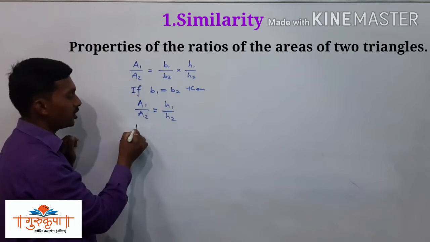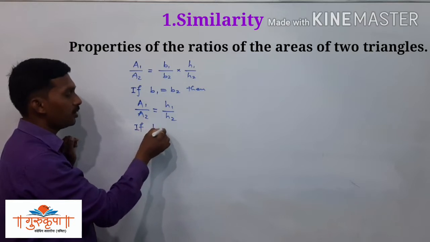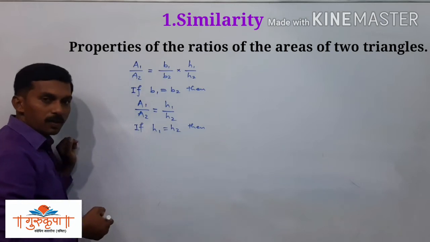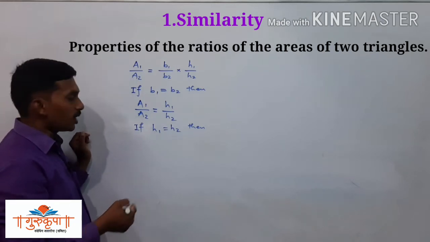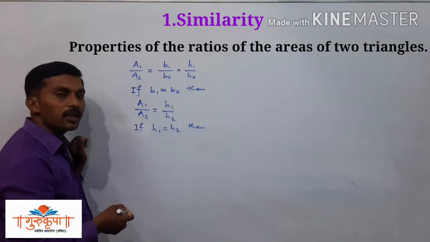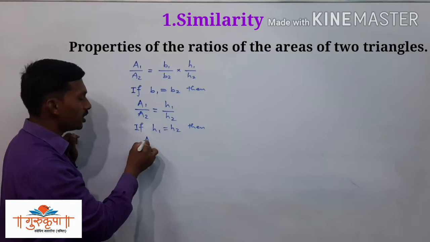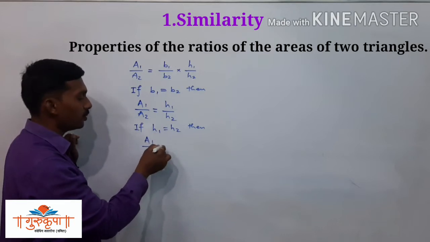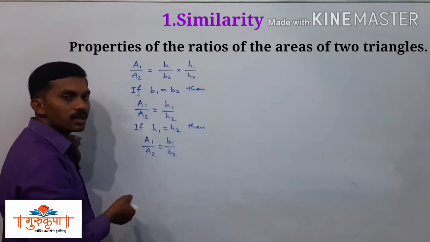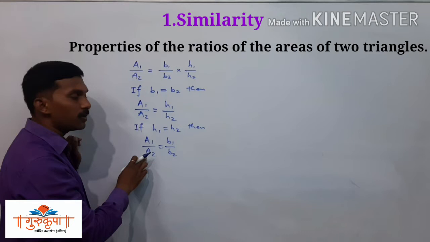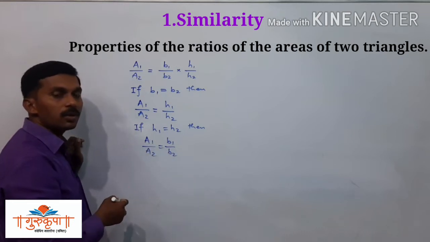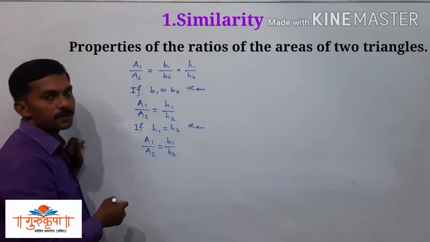Now we have the second condition, that is if H1 is equal to H2. Now heights of both the triangles are equal, then the property is the ratio of the areas of two triangles having equal heights is equal to the ratio of their corresponding bases. In short, we can write it as A1 upon A2 is equal to B1 upon B2. Since the heights are equal, H1 and H2 get cancelled and we have A1 upon A2, that is the ratio of the areas of two triangles is equal to the ratio of their corresponding bases.